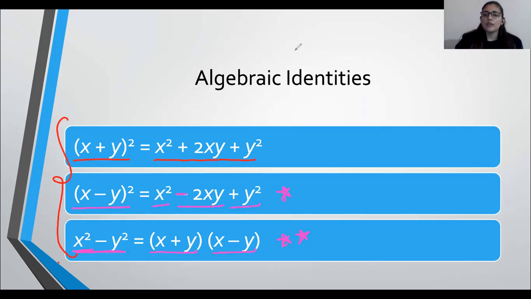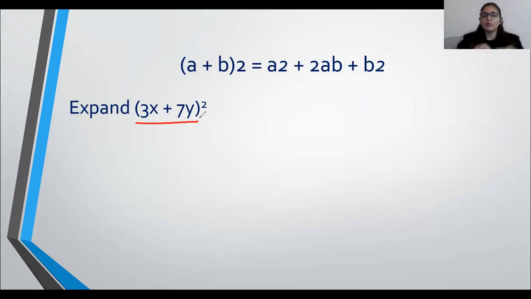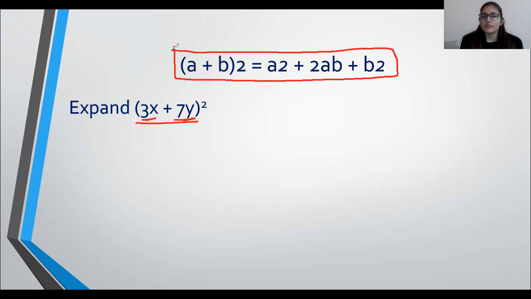Now let's understand how we can use them by going through a few practice questions. First of all, for example, if we need to expand this expression, that is, open the brackets, you can see that the terms are related to the identity a plus b whole square. First of all, try to identify what a is.